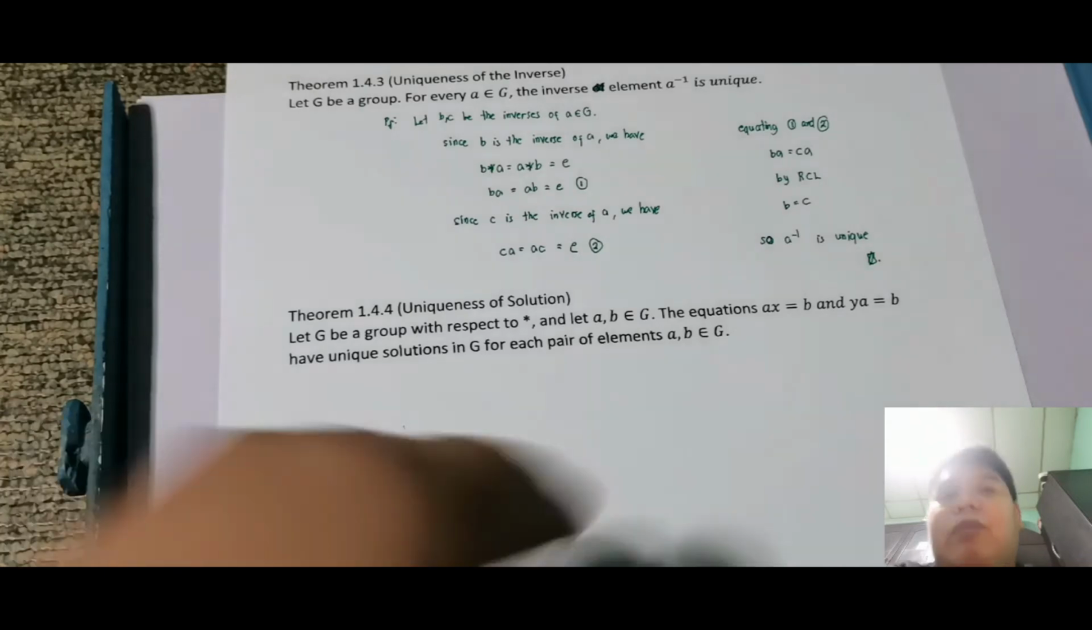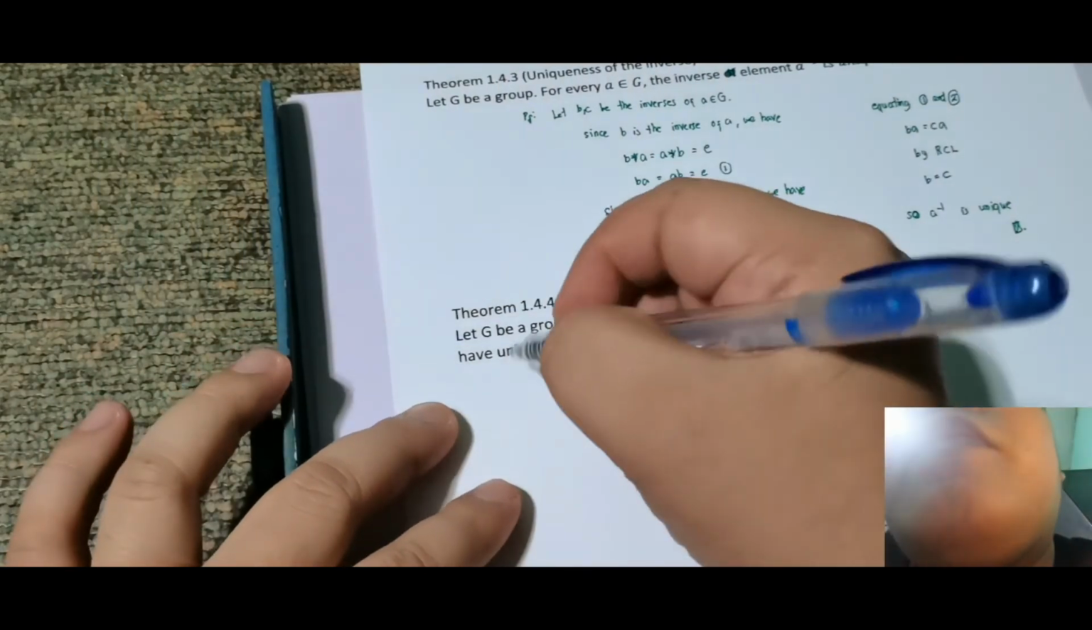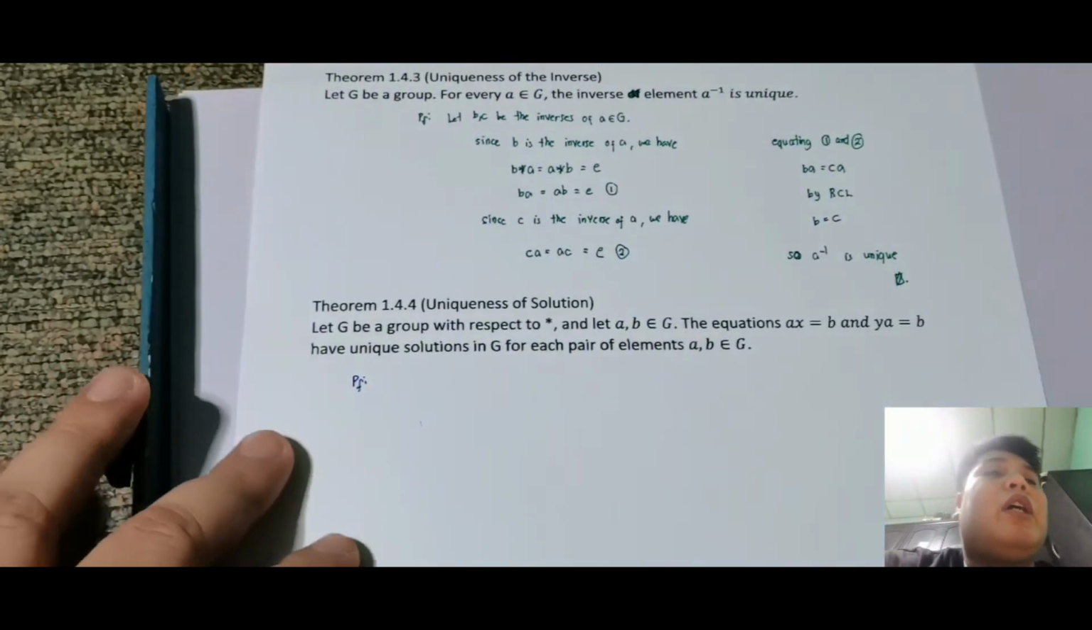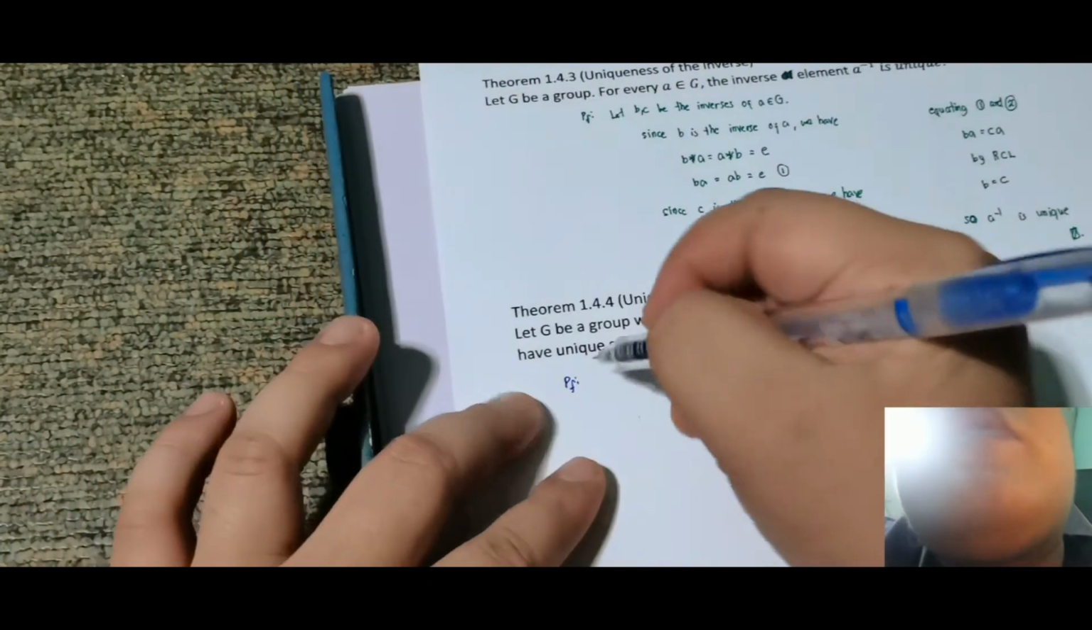Since ang gusto niya is ma-show yung uniqueness, kaso ang nangyari is we have AX is equal to B for every A and B. Hindi pa natin alam kung nag-exist yung solution. So, meaning, ang unang goal ng proof natin dito is to show the existence of the solution. Once the solution exists, therefore, pwede natin i-show yung uniqueness. Okay, so, proof. Okay, so we need to show first the existence of the solution. So consider natin.